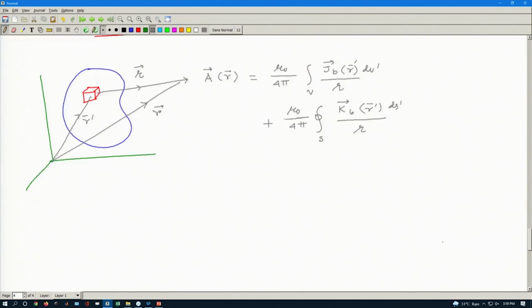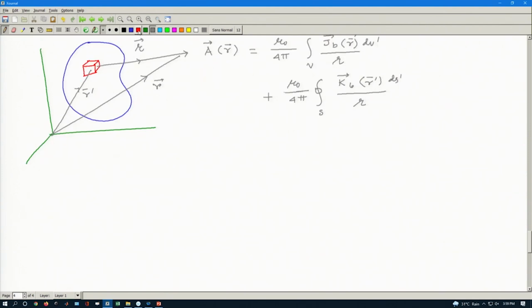So, today we are going to discuss where we define the bound current. The bound volume current density is the curl of the magnetization, and the surface bound current density is simply M cross n.